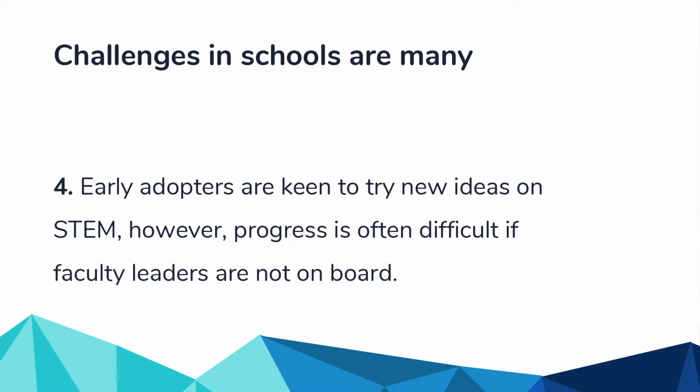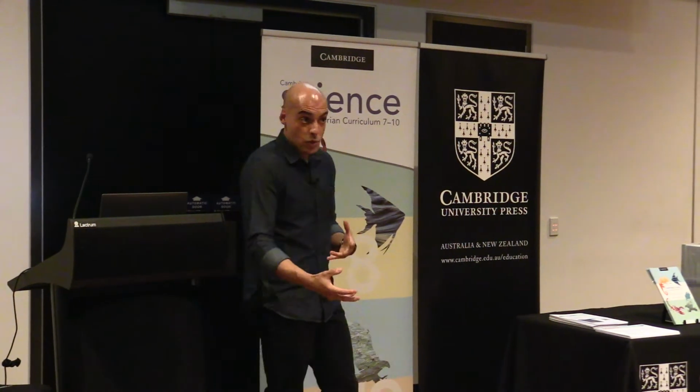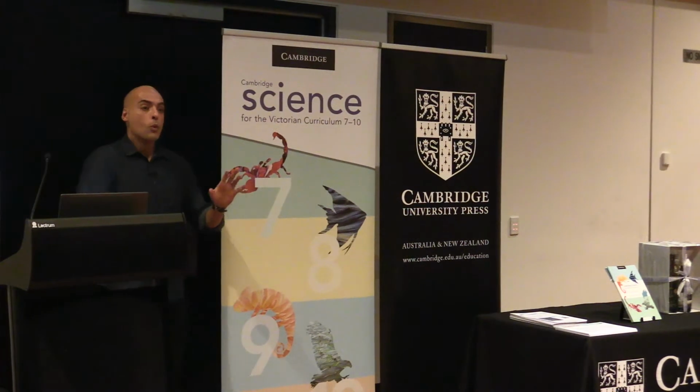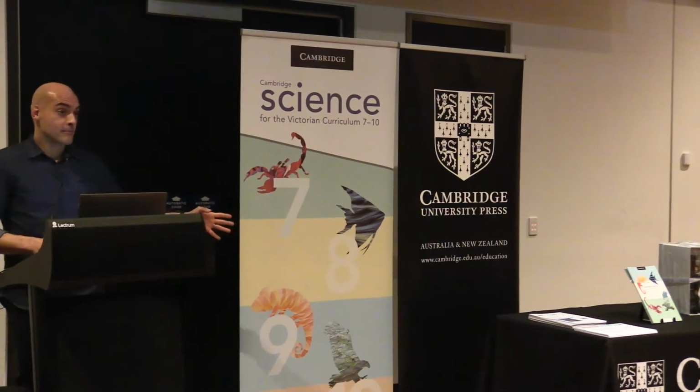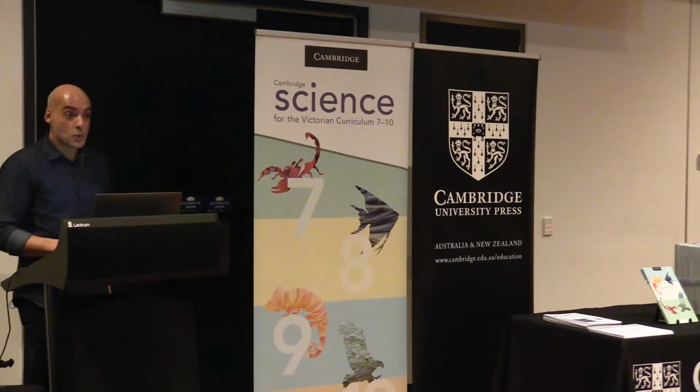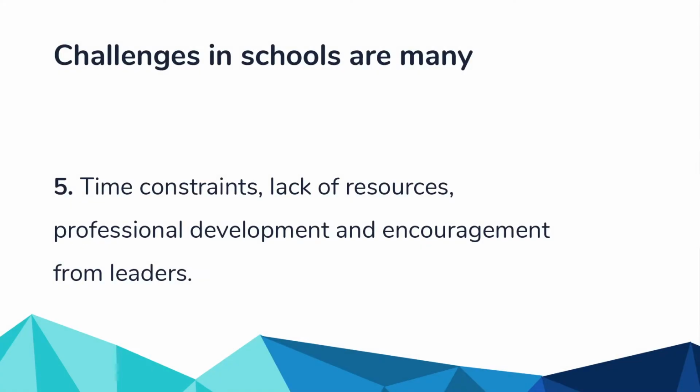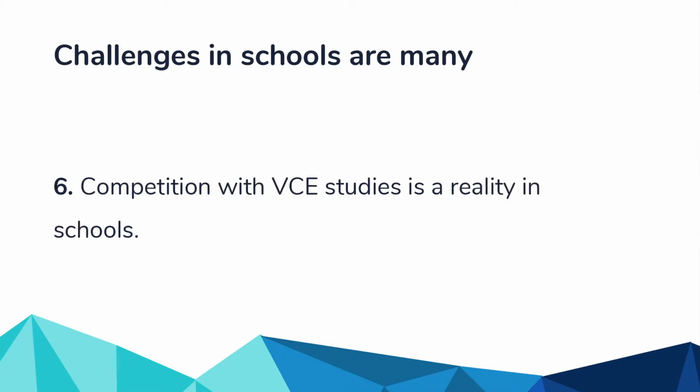Early adopters like yourselves are keen to try new ideas. However, sometimes it's difficult depending on the school priorities. Sometimes it's difficult, and you might even hear, we'll try that next year. We might try that in 2022. So you have this one, I believe you agree with me. So there's time constraints, sometimes lack of resources, yes. That one, would you agree with me?